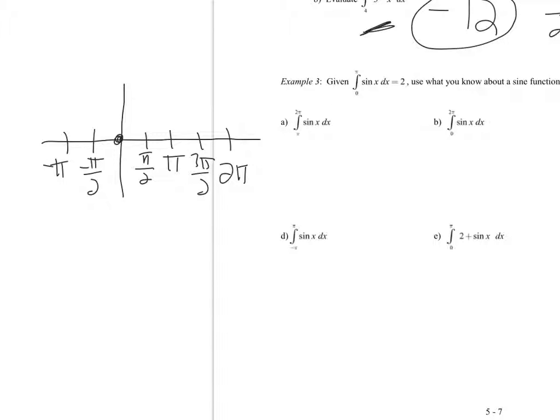Okay, then if I graph this, it looks something like this. And going backwards, it looks something like this. And they told me that this area here is equal to 2, from 0 to pi, so that's 2. So if they're asking me to find the area from pi to 2 pi, that's this area here, right? And that's below the x-axis, so that answer is negative 2.